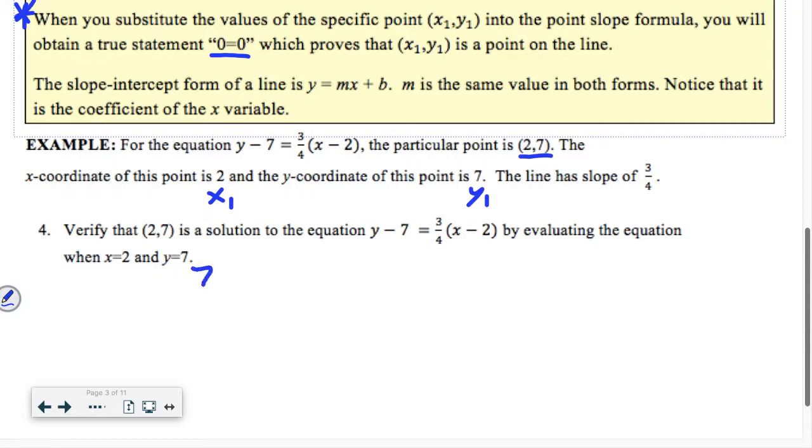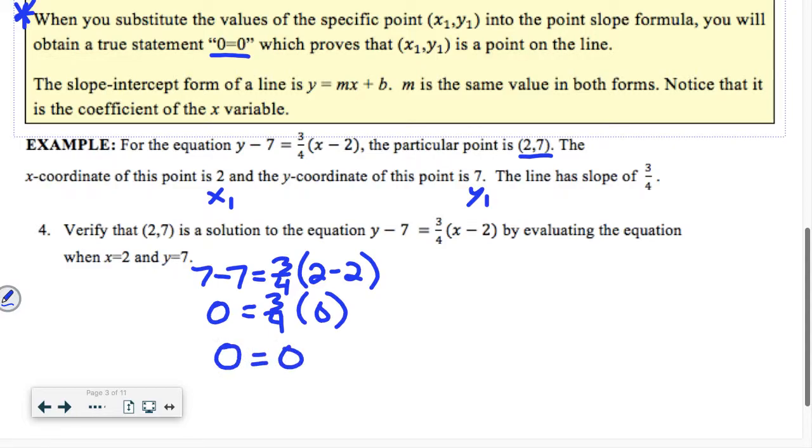So if I have 7 minus 7 equals 3/4 times 2 minus 2. 7 minus 7 is 0. 2 minus 2 is also 0. 3/4 times 0, I do get 0 equals 0. So we've proven that 2, 7 is on the line.